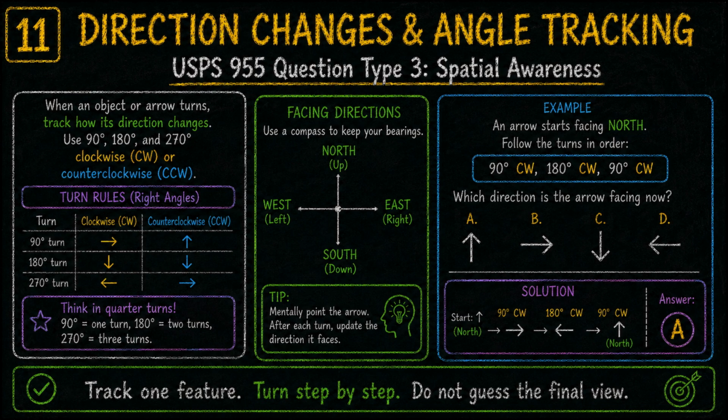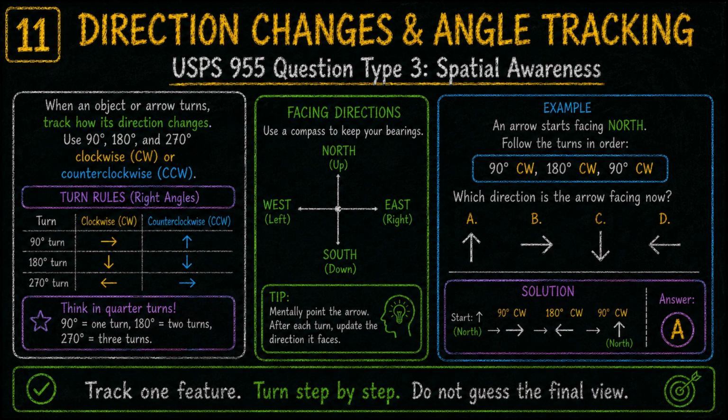If an arrow starts facing north and turns 90 degrees clockwise, it points east. If it then turns 180 degrees clockwise, it points west. If it then turns 90 degrees clockwise again, it points north. That is why step-by-step tracking matters. Do not try to feel the answer. Track it.